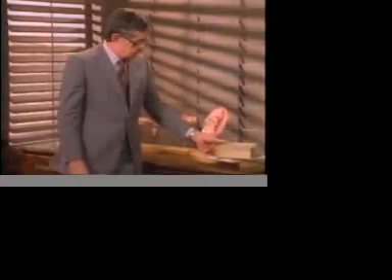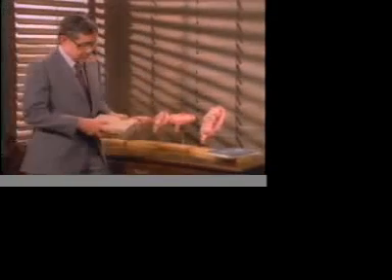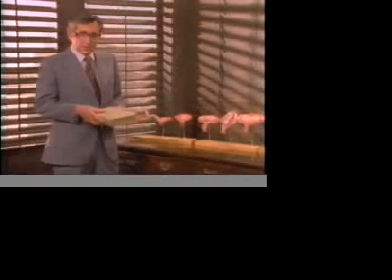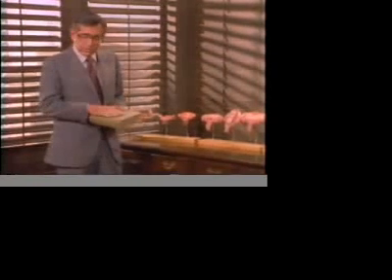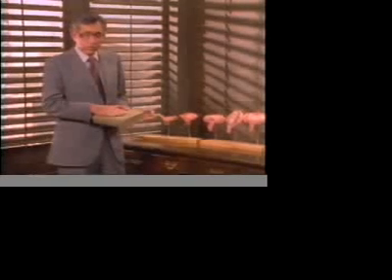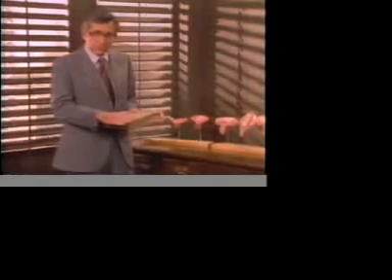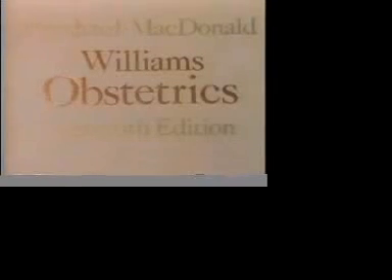Now, this book is Williams Obstetrics, the 16th edition, written in 1980. It is a standard textbook used throughout every medical school in the United States. The preface of this book, published in 1980, cautions us as follows.